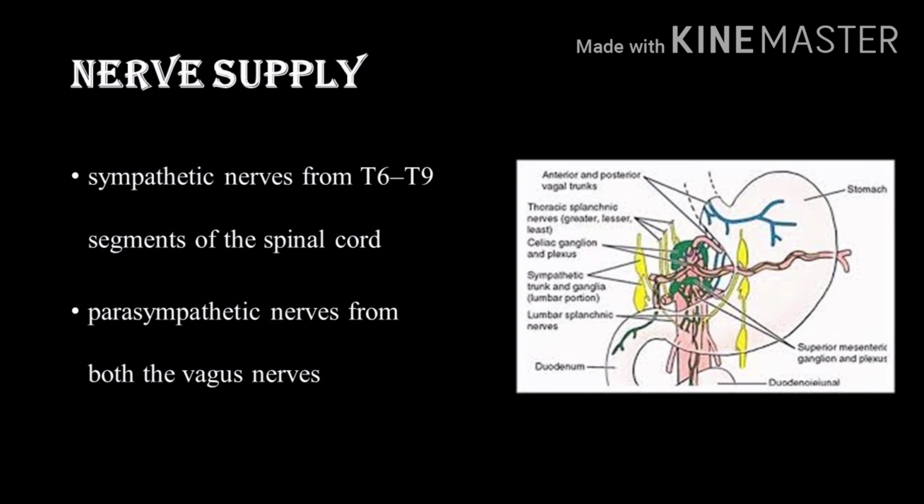Nerve supply. Sympathetic nerves from the thoracic 9th and 10th spinal segments and parasympathetic nerves from the vagus pass through the celiac plexus and reach the duodenum along its arteries. Clinical anatomy of the duodenum. Number 1.